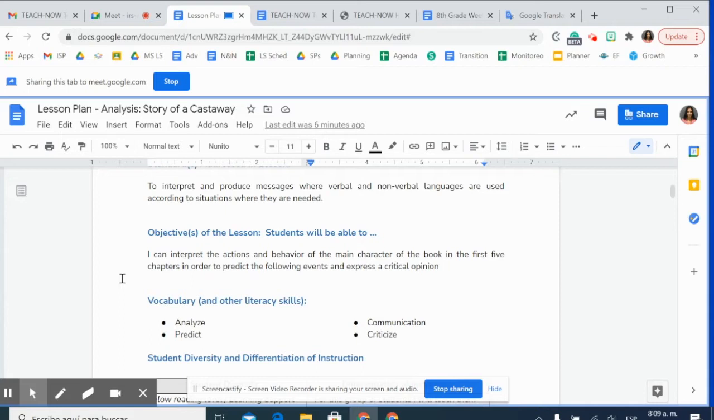So the book we're going to read is called A Story of a Castaway. And well, yes, these are the main three objectives: to find the main idea, the characterization, and predict the future events that are going to happen.